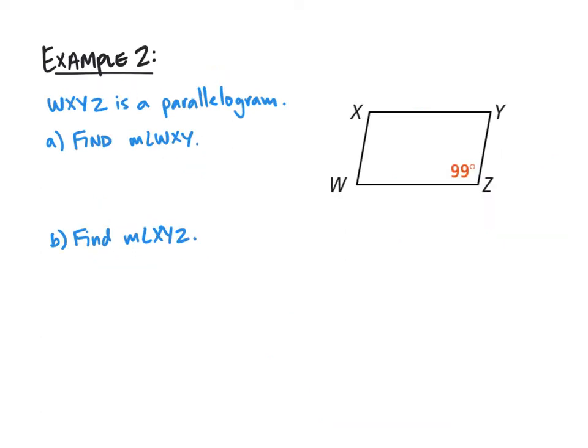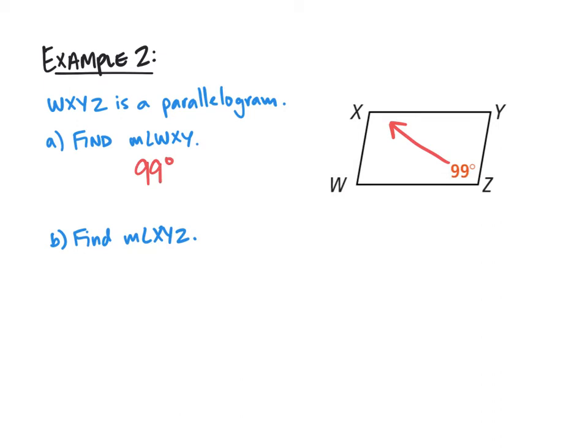In our second example, we can see another parallelogram. And this time we have to find the measure of angle WXY, so that would be this angle here, and the measure of angle XYZ, which would be that angle right there. And we're given this angle, which is WZY. So what we have to remember is that in our parallelograms, the opposite angles are always going to be congruent. So if angle WZY is 99, then angle WXY would also be 99 degrees.